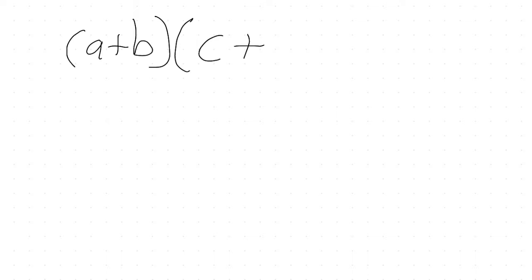Let's talk about how to multiply something like (A + B) times (C + D + E). Now, in your school, they probably taught you something very, very stupid like FOIL: first, outer, inner, last.